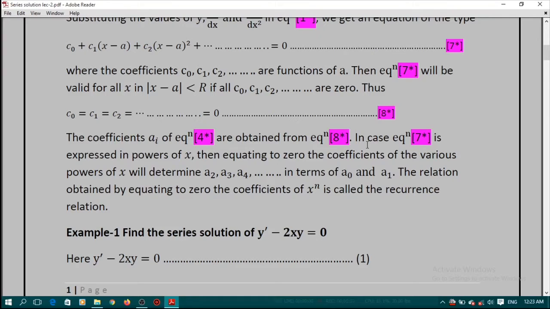In case equation 7 is expressed in powers of x, then equating to 0 the coefficients of the various powers of x will determine a2, a3, a4 and so on in terms of a0 and a1. The relation obtained by equating to 0 the coefficient of x raised to n is called the recurrence relation. In this entire process the recurrence relations are very important, because by using them we can find the other coefficients ai.